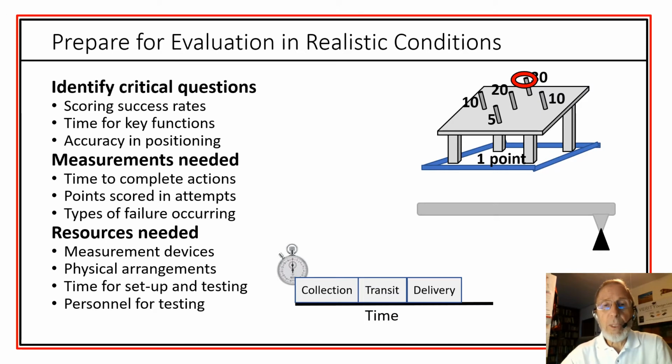We need to make sure we have the instruments or measurement devices on hand that are going to be necessary for taking the measurements. We need to have the space, the physical arrangements, the field, the equipment, whatever is needed so we have a realistic test condition. Do we have adequate time for the setup and testing? Do we have the personnel available? We need to be sure that all these are available so that when we get ready to do our evaluation, we can complete the job and do it well.